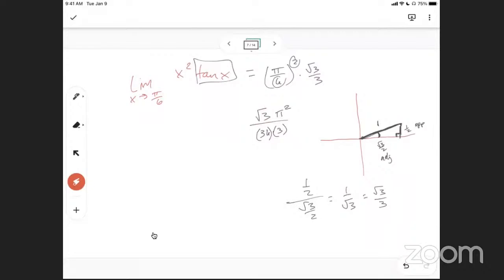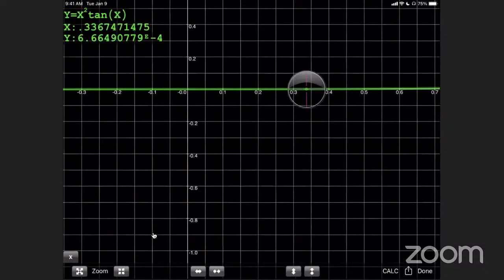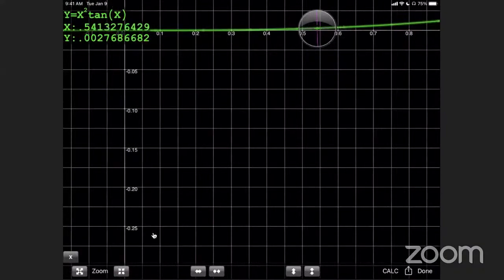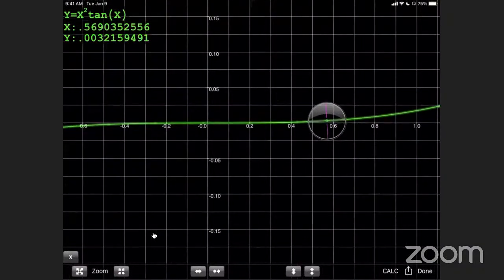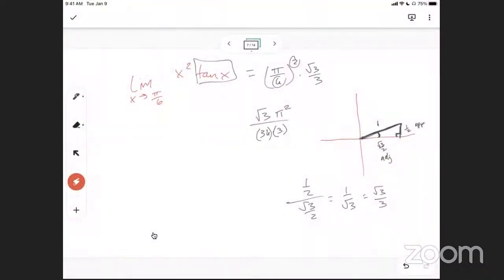The concept behind limit. What limit is basically saying is, as the x value gets closer and closer to pi over 6, what does the y value get closer and closer to? Imagine being on your graph and getting closer and closer to pi over 6, which is a little over 1/2, right? And what's the y value getting closer and closer to? Look up in the upper left corner. The y value is getting closer and closer to 0.0024 or whatever. Okay, that's the concept behind limit.